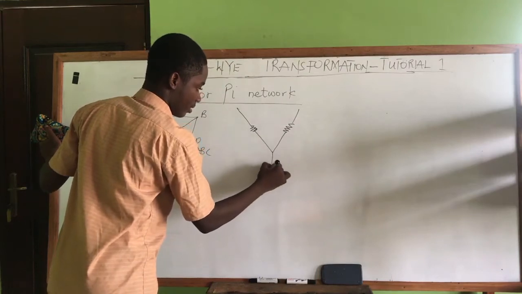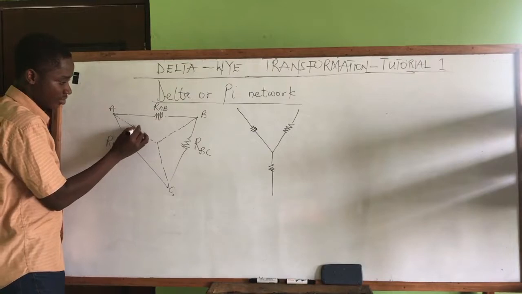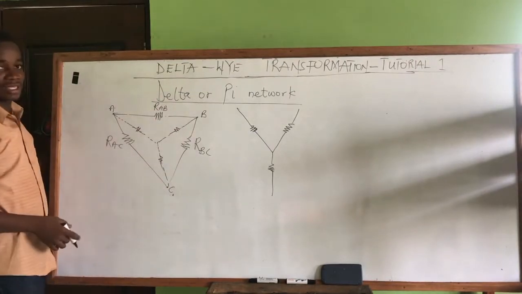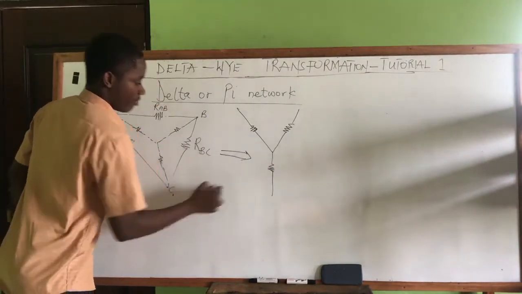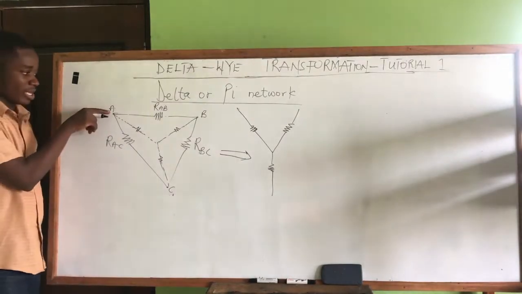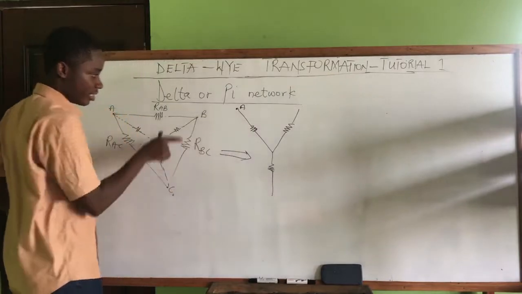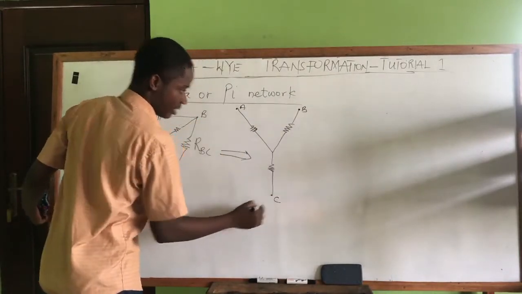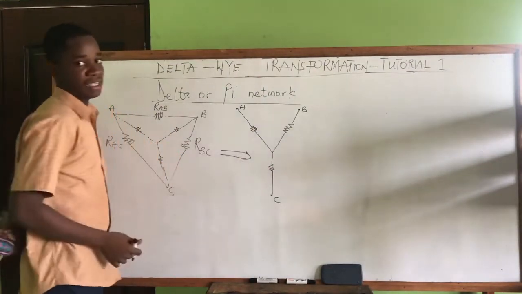Good. So for this Y, let's put resistor 1 here, another resistor here, and another resistor here. So this is the Y that I have placed there. So from delta to Y, let's name the points. Remember I said this point, let's call it A. So in that Y, we have our A here. This point is B. Let's call this point C.